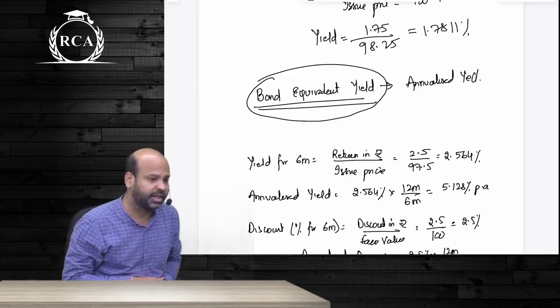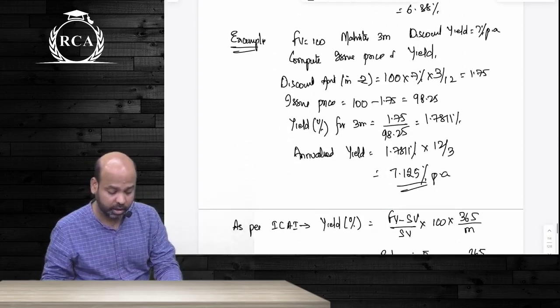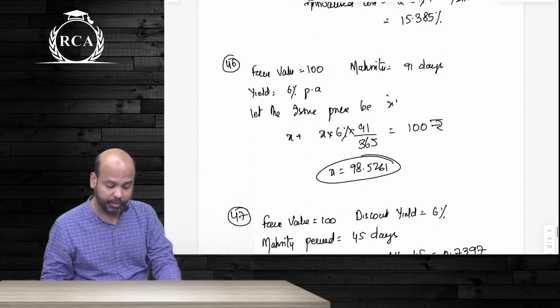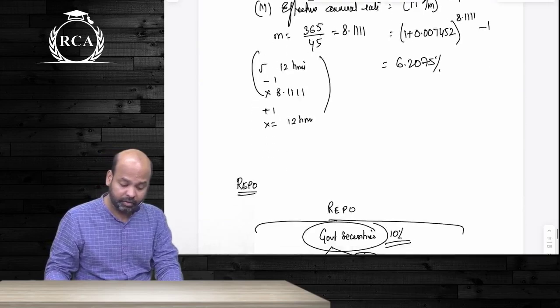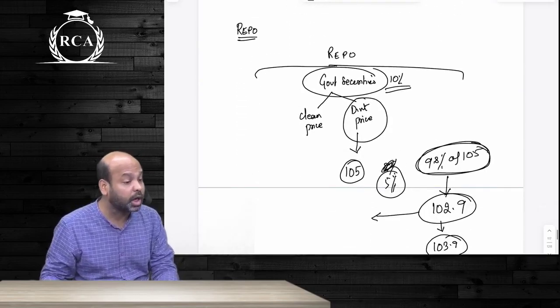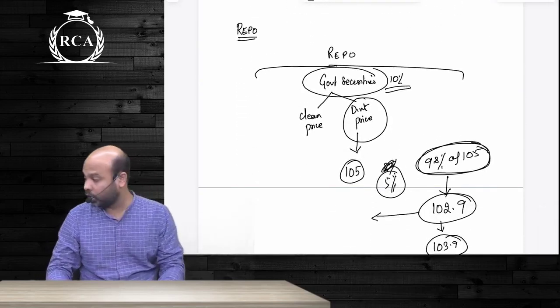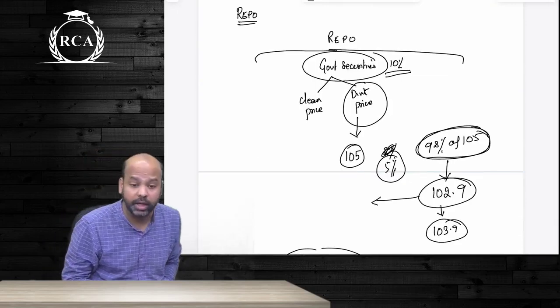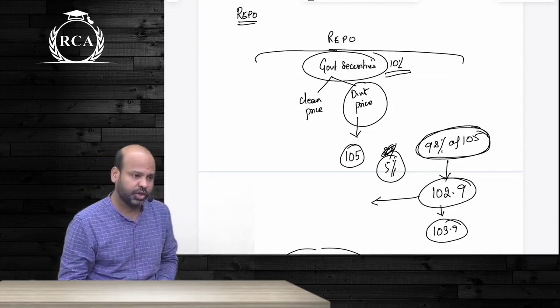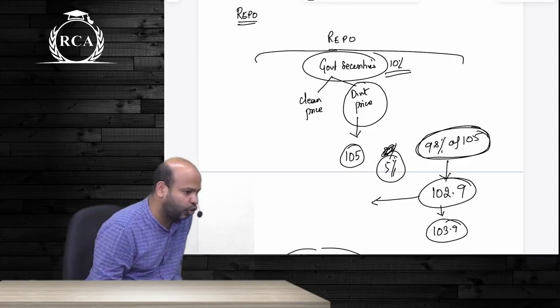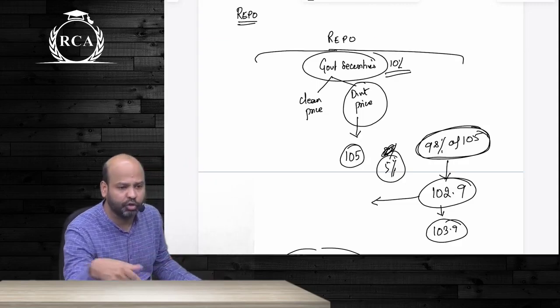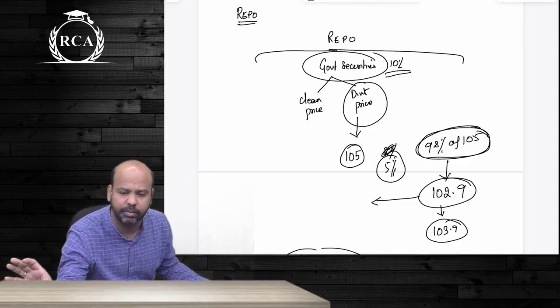Now, we did the concept of repo transactions. For that, first I explained what is clean price and dirt price. Clean price of a bond is the price of the bond excluding accrued interest portion. Dirt price of a bond is including accrued interest portion. In case they give us clean price, all you have to do is add accrued interest, and you will automatically get the dirt price of a bond.